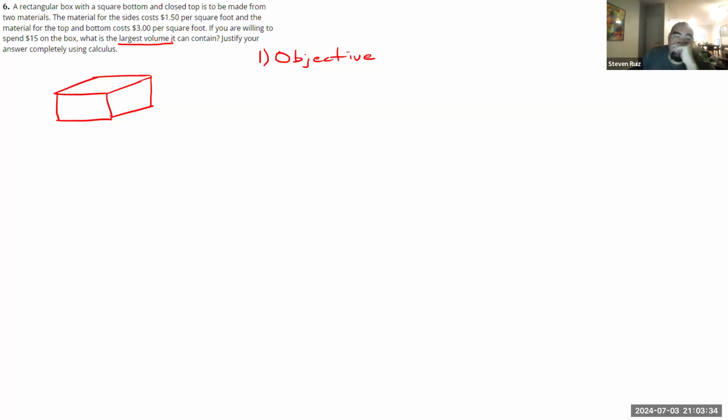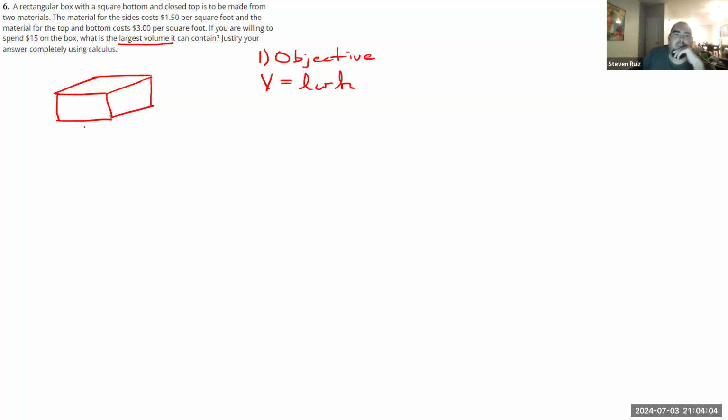And in this case, this is the volume of a rectangular box, but I know something about it. It's not just any rectangle, it's going to have a square bottom. So for right now, I'll say the volume is equal to length times width times height. So that's three variables, which is something I really don't want to deal with, but maybe we don't have to. So let's keep looking.